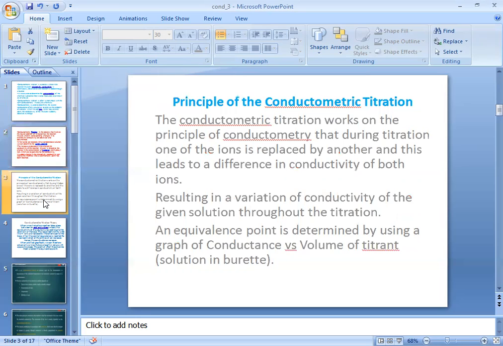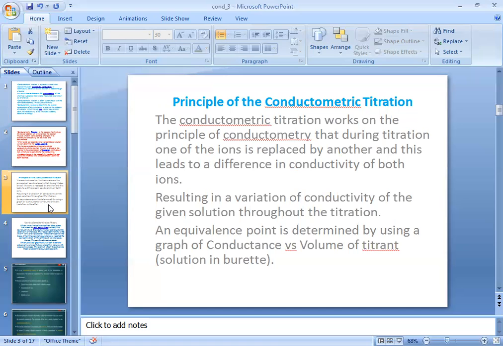Now the principle of conductometry titration: this works on the principle of conductometry that during the titration, one of the ions is replaced by another ion, and this leads to a difference in the conductivity of both ions, resulting in variation of conductivity of a given solution throughout the titration. So इसमें क्या है, एक electrolyte solution है, उसमें जो ions हैं वो दूसरे ions से replace होंगे, and that will give the difference in the conductivity of both ions.